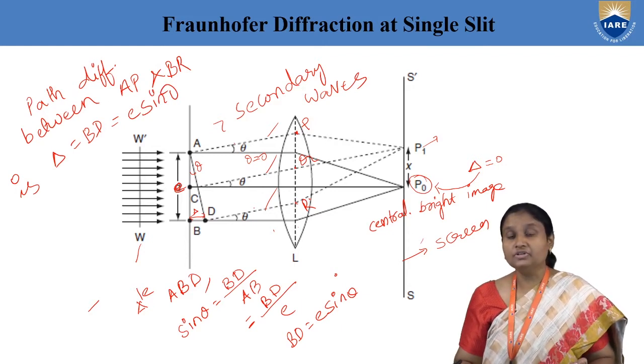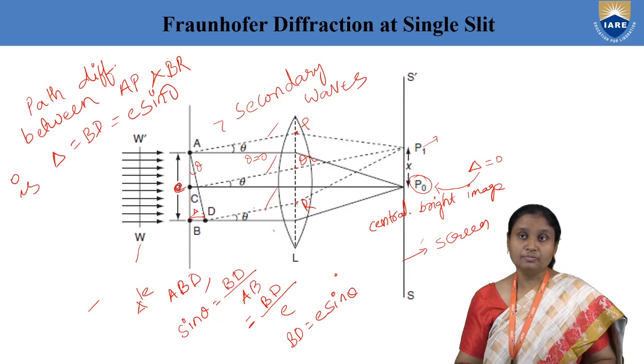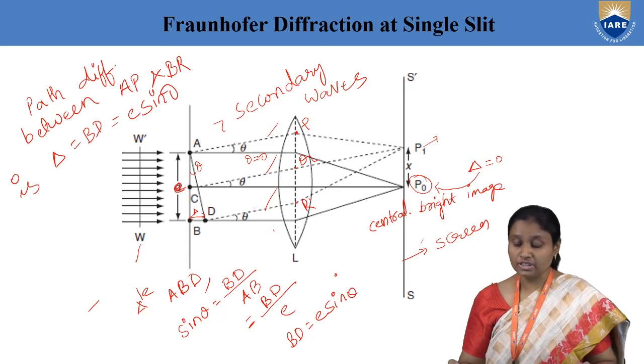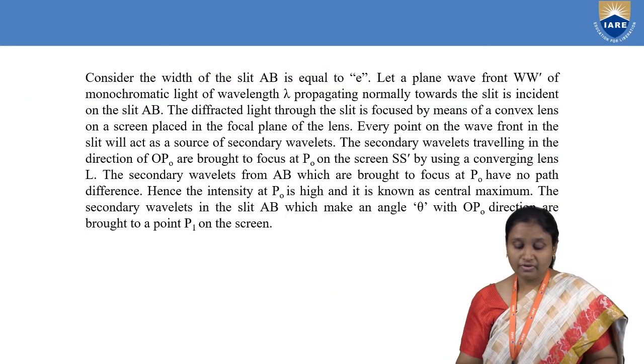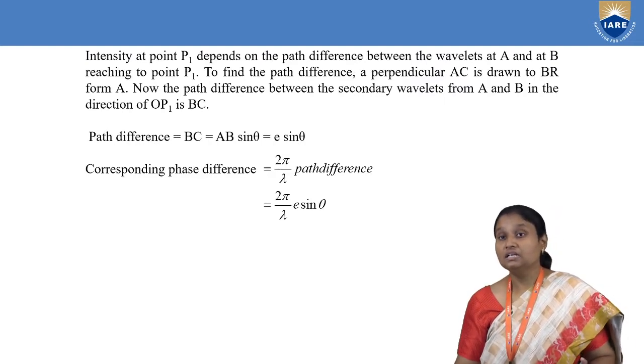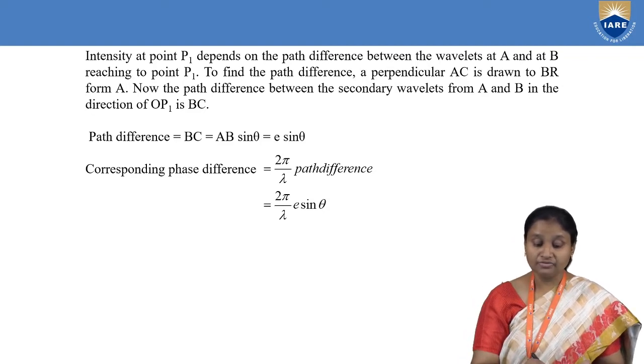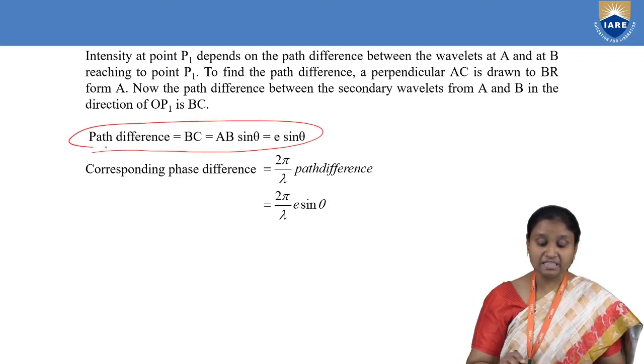So we got the path difference, and once we know the path difference, it will be simple for us to find conditions for bright and dark fringes at the point P1. This is all we have done. We have taken 2 points: point P0 because of secondary waves which are exactly normal to the slit, then point P1 because of secondary waves which are making angle theta with the normal direction, and the path difference came out to be e sine theta.